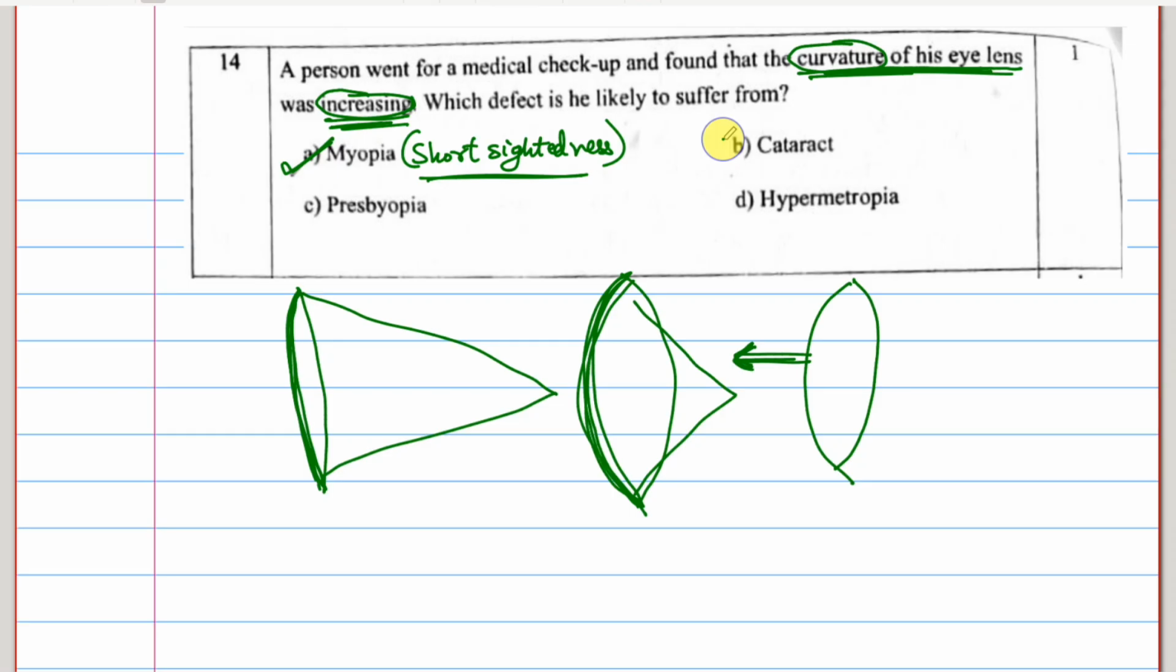We are not talking about the radius of curvature, we are talking about the curvature itself. Curvature is the curved part of the lens. If it is less curved, then it has less curvature. If it has a greater curve, then it has more curvature. So a less curvature lens will be a thinner lens, and a more curvature lens will be a thicker lens. So the answer to this question will be option A, myopia, short-sightedness.